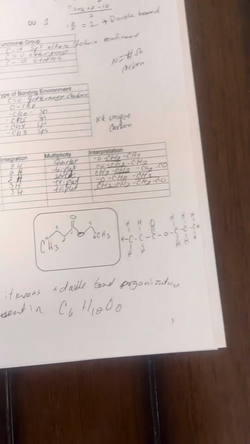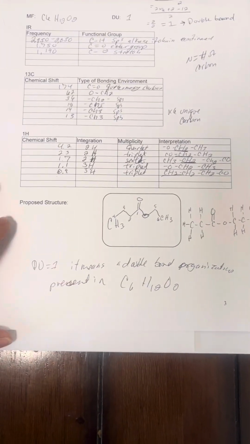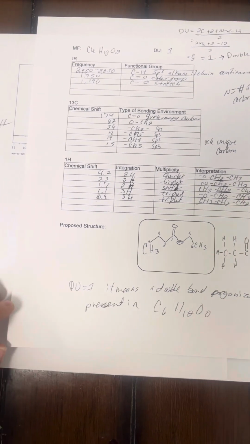Based off of all of our spectra analysis, this would be the proposed structure that we came up with, which is ethyl butyrate.